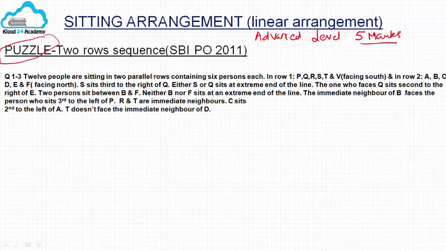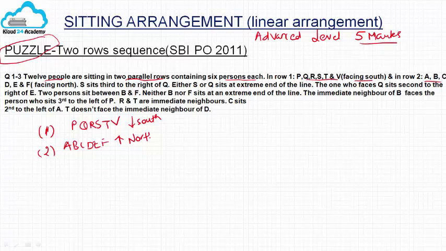12 people are sitting in 2 parallel rows containing 6 persons each. So 12 people are there, parallel rows are there, and each row has 6 persons. In row 1, P, Q, R, S, T, V are facing south, and in row 2, A, B, C, D, E, F are facing north. So this is the first row, they are facing south. And the second row, they are facing north.